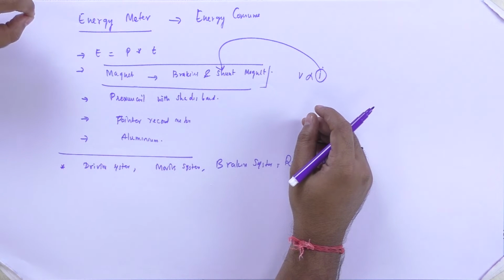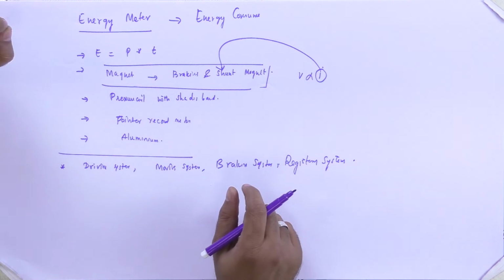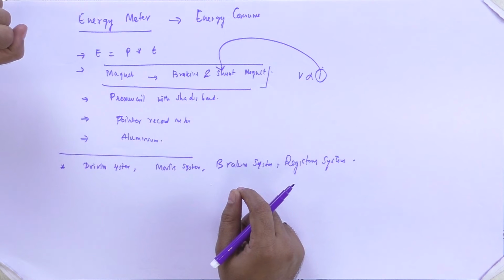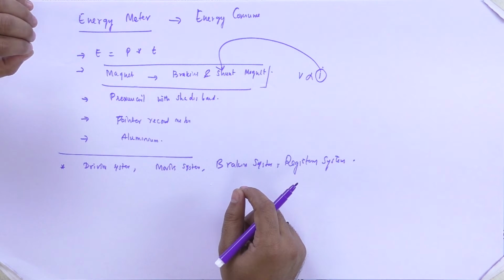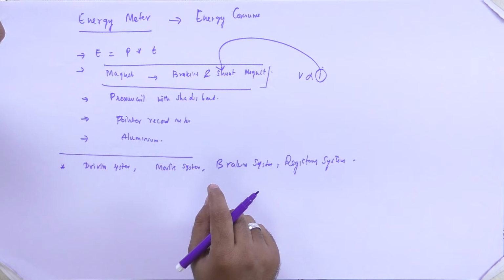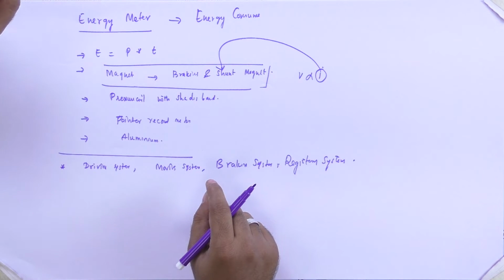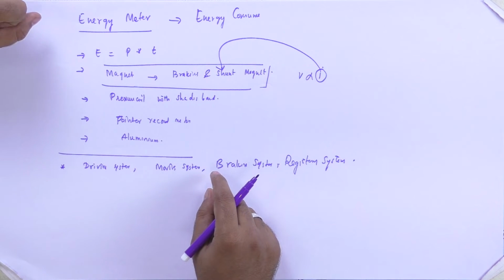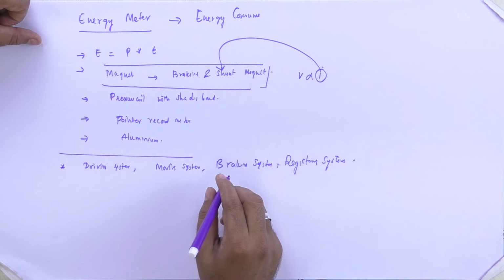So what is the function of a copper band? That is the most important thing in the driving system. The main function of this copper band is to align the flux produced by the magnet such that it is perpendicular to the applied voltage. So voltage and current must be perpendicular in nature, and that alignment of the flux is done by the shading bands.